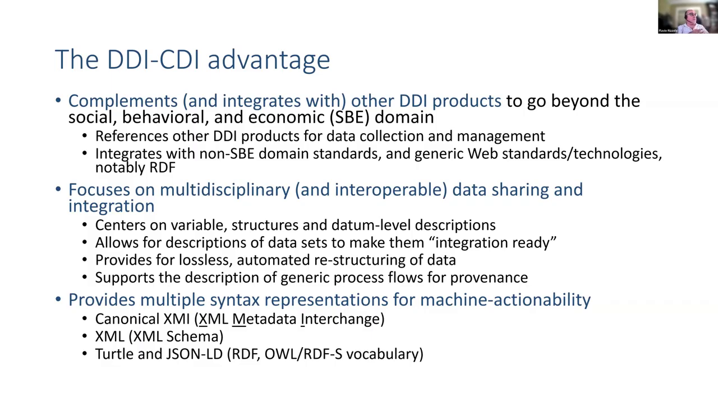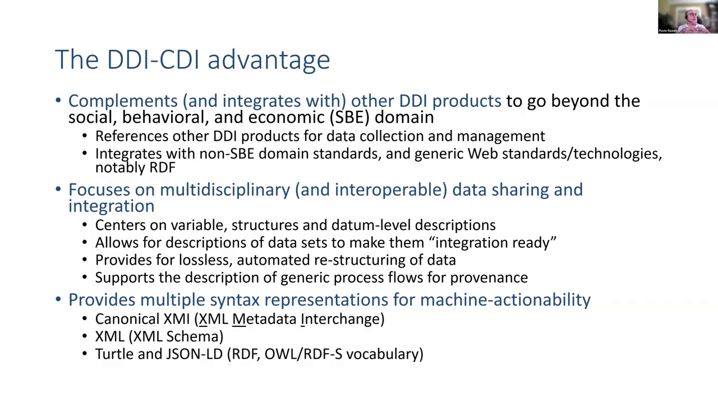So it focuses on multidisciplinary and interoperable data sharing and integration. It centers on the description of variables, structures, and datum level information. So basically, you can describe your data at different levels of detail depending on your needs. It provides for lossless and automated restructuring of the data. So if you want to move from one type of data structure to another, you can do that using CDI. You can describe the relationship between the two data structures, and also you can do the transformations using the process model that is included in the standard.